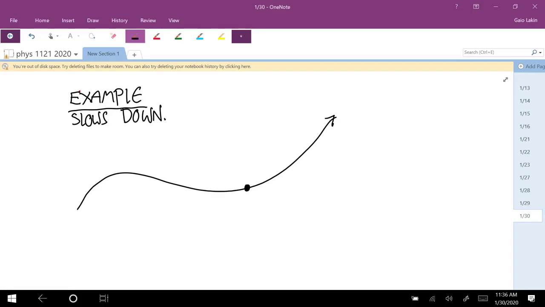Okay, so first let's draw the velocity vector. It's tangent to the path. So here's the velocity vector. And now we can start thinking about the acceleration. It's slowing down. So first we're going to draw the part of the acceleration that's parallel to velocity. Is it in the direction of velocity or opposite? Opposite. So there's a parallel.